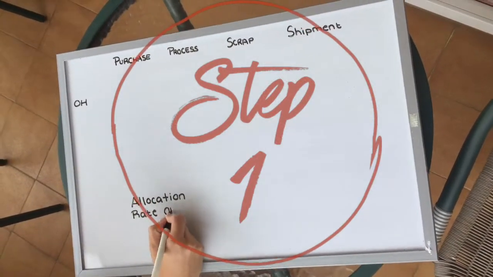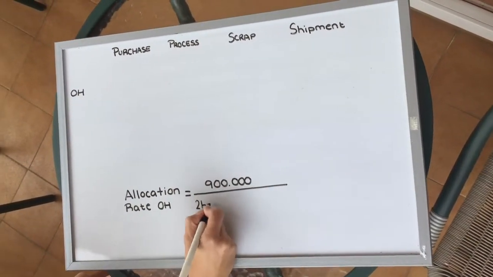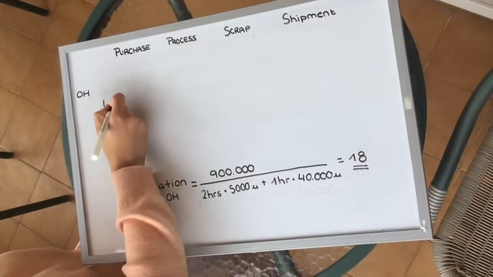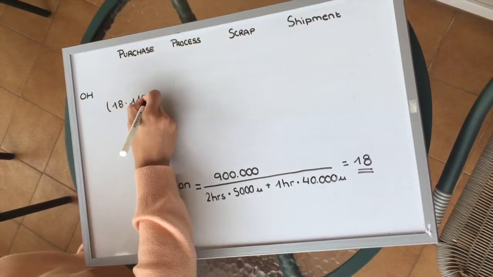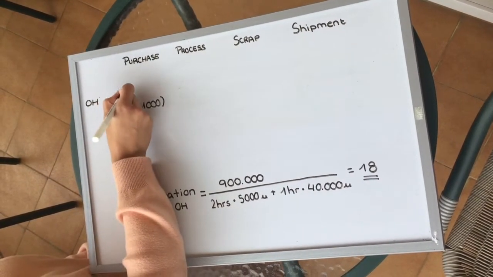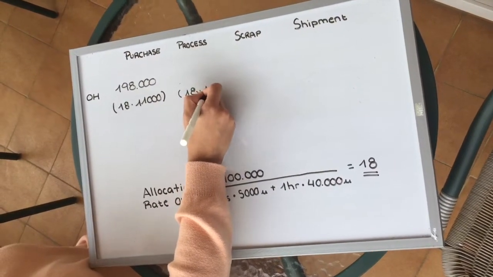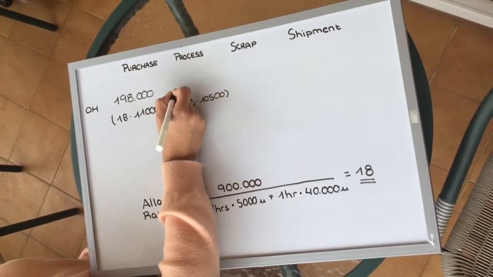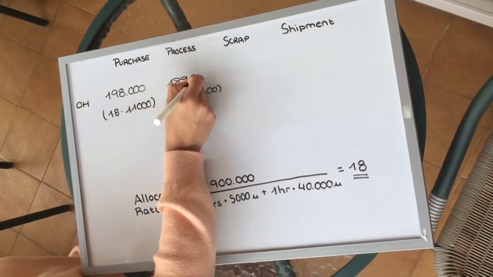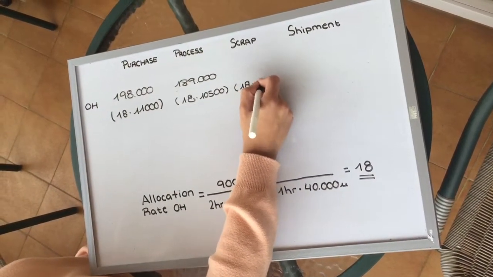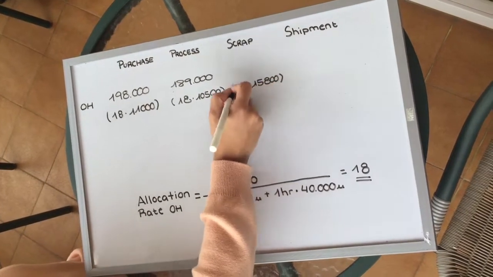In the first step of our exercise, we calculate the allocation rate by dividing the total amount of overhead manufacturing costs by the number of hours multiplied by the total amount of each product produced. Then, we allocate the cost into the different activities of the firm by multiplying the allocation rate we just obtained by the direct labor hours of each activity.